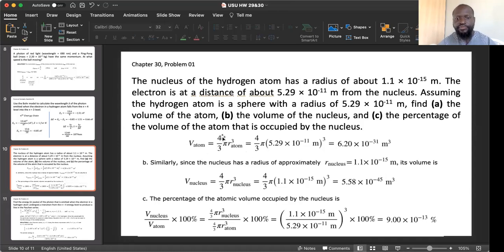So the volume of the atom is 4 over 3 pi r cubed. That's the volume of a sphere, but you're using the radius of the atom, which is given. And then the volume of the nucleus is 4 over 3 pi r cubed, but with the radius of the nucleus. Then you just get the ratio, volume of nucleus divided by volume of atom times 100%. And you get 9 times 10 to the power negative 13 percent. Very, very little. The nucleus occupies a tiny space compared to the atom, but the nucleus has the mass of the atom. What a wonder.